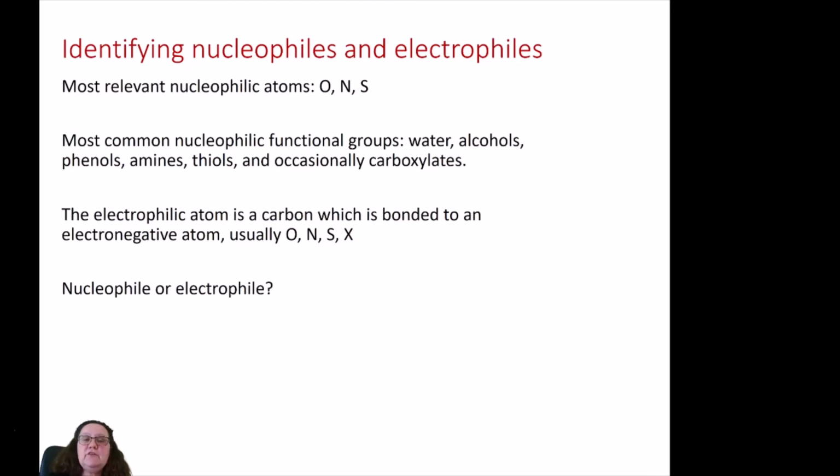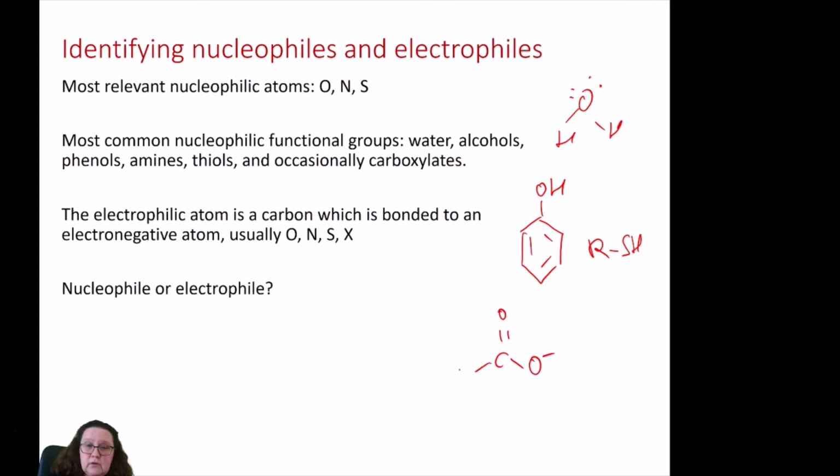When you're looking at nucleophilic functional groups, functional groups that have the potential to act as nucleophiles, as Lewis bases, we are thinking of water, for example, the molecule of water with the non-bonding electron pairs, an alcohol, a hydroxyl group, a phenol, which is a hydroxyl group on a benzene ring, amines, for example, thiols, which have a thiol group instead of a hydroxyl group. Sometimes carboxylates, that structure, a carboxylate structure, can also act as a nucleophile.